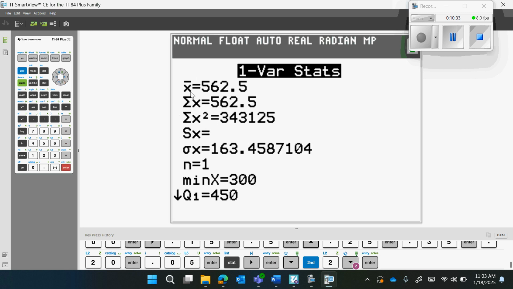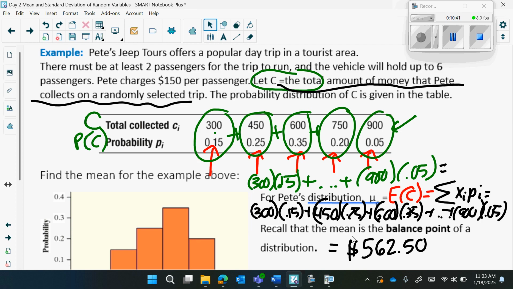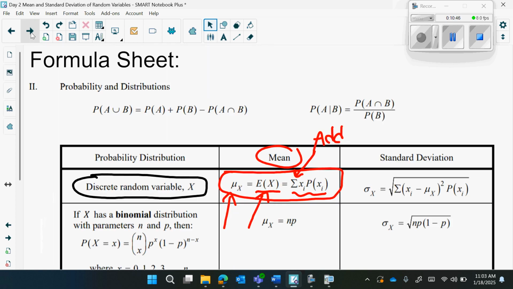If you look at the top here, it's not called mu on the calculator, it's called X bar. But notice it's the same mean, $562.50. And that is what we just got when we did this by hand, remember? So I'm just going to show you those steps again.